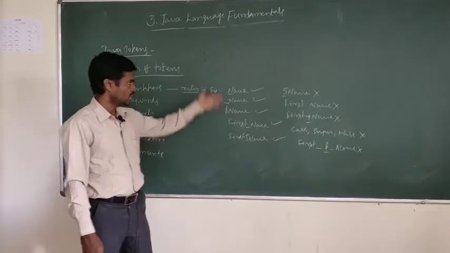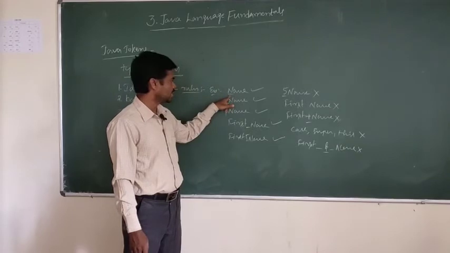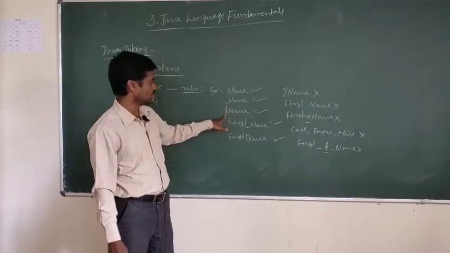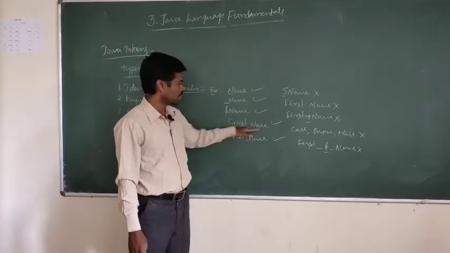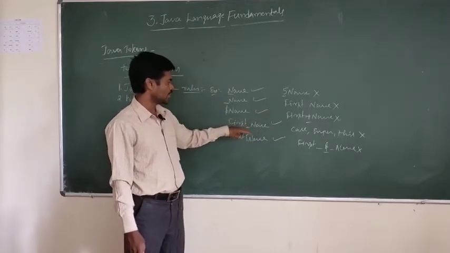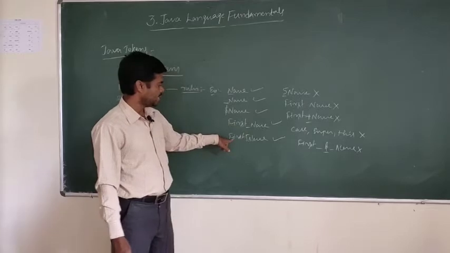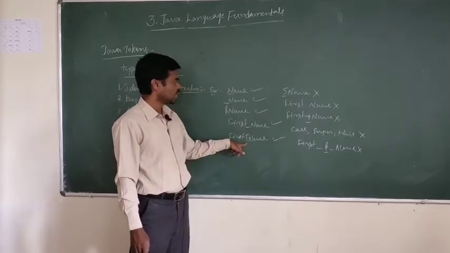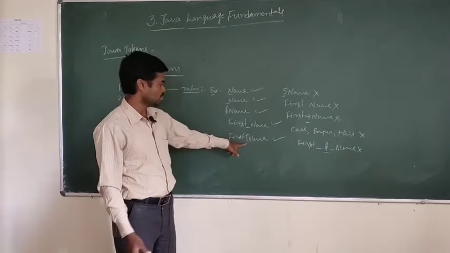What are the rules? The identifier must start with a letter, or it can start with an underscore, or it can start with the dollar symbol. If the identifier name is too long, it should be connected with underscores. And identifiers can also contain a combination of digits, letters, and the dollar symbol.